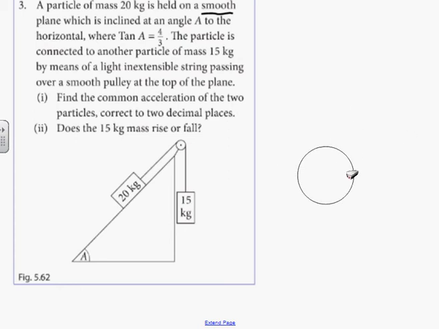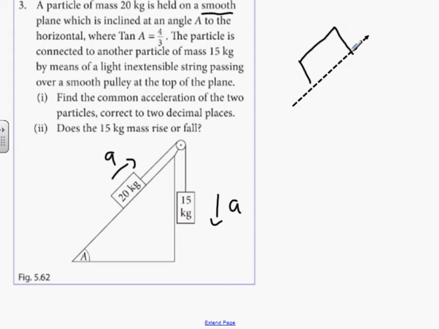So what we're going to do is I'm going to call this going downwards here, acceleration A. They're both linked by one string only, and there's only one part of the string linked per particle, so the accelerations have to be the same. Okay, so what we're going to do is zone in on each one individually, and when we zone in on them, we're going to see what forces are acting on each one. So this is going to be the 20 kilogram particle.